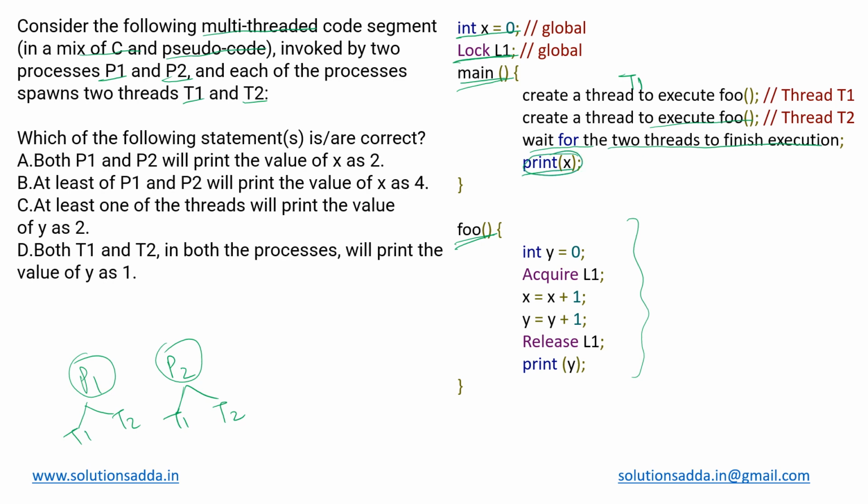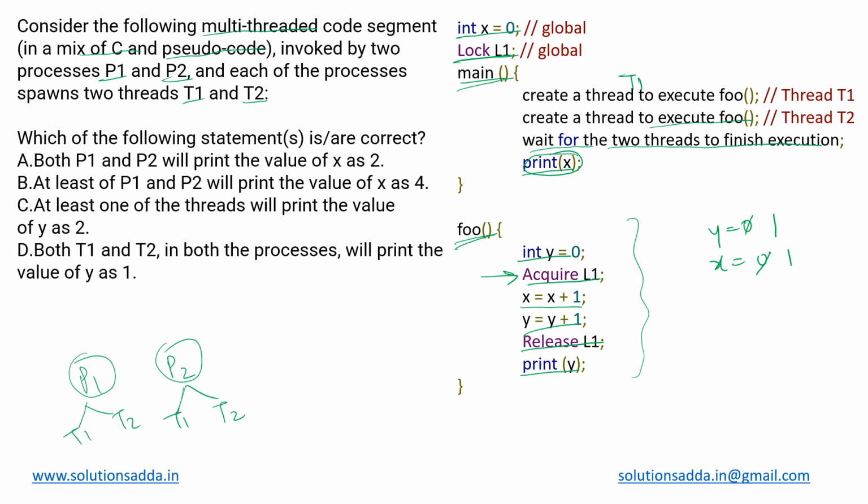So now let us have a look at what happens in this function foo. It is initializing a local variable Y as 0, and the global variable X is already 0 for the first time. Then the thread acquires a lock L1. So this lock here will ensure that there is mutual exclusion between them. So at a time, only one thread will be executing this. And what it is doing, incrementing the value of X by 1. So now X becomes 1. Also, Y becomes 1. After both these operations are performed, it releases the lock and prints the value of Y.